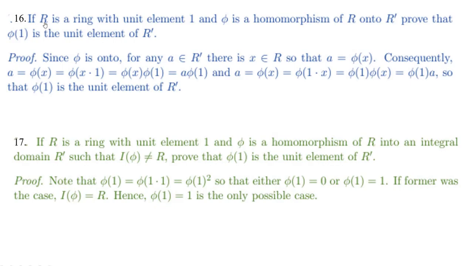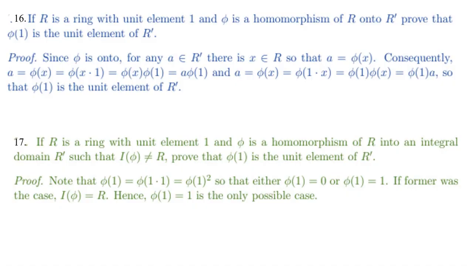And the next one, if R is a ring, see, we know that whenever we are given phi to be a homomorphism, it takes identity element to identity element. So here we want to show that if R is a ring with unit element 1, and R prime is another ring with the unit element, say 1 prime, can 1 be taken to 1 prime?